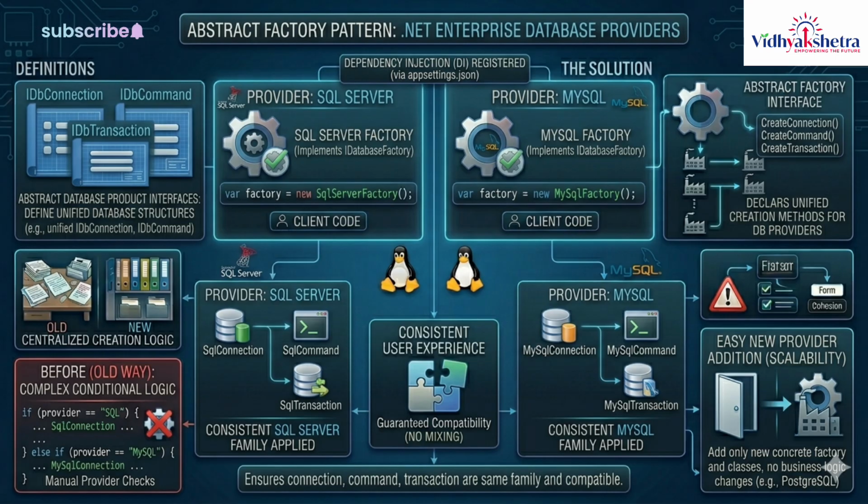corresponding MySQL-specific objects. When the application starts, it determines which database to use based on configuration settings, for example, from appsettings.json in ASP.NET Core. Based on this configuration, the appropriate factory is instantiated and registered using Dependency Injection. The rest of the application interacts only with the abstract factory and interfaces, without knowing the concrete implementation details. For example, a repository class that performs data operations simply calls factory.CreateConnection and executes queries without worrying about whether it is using SQL Server or MySQL.